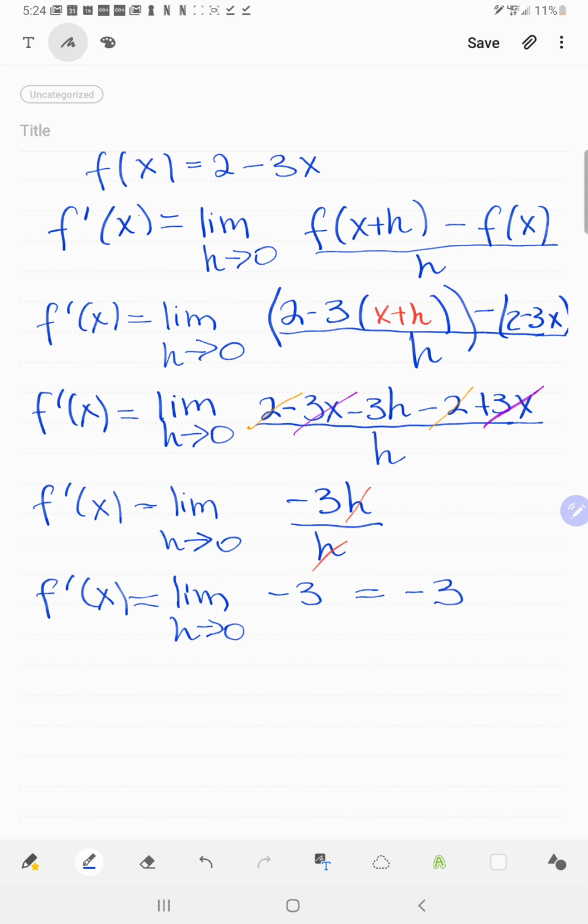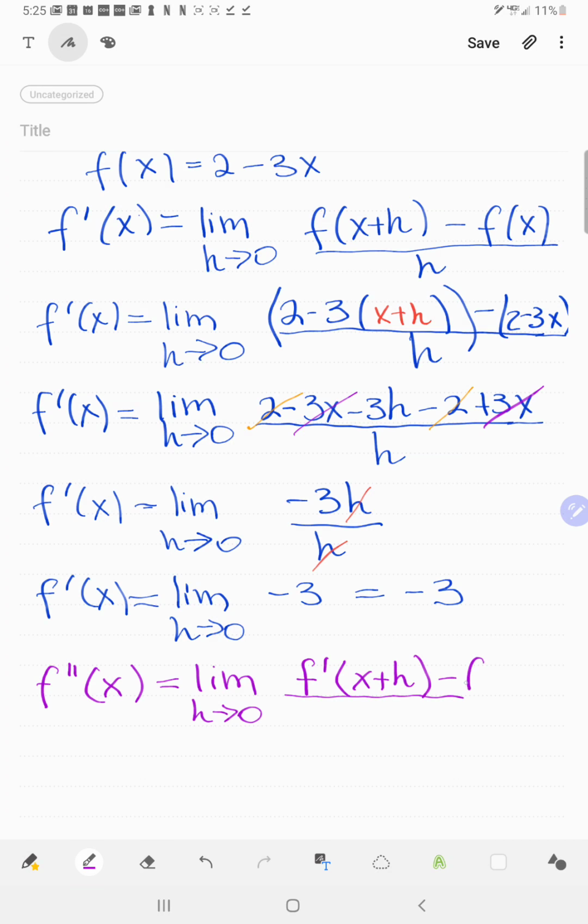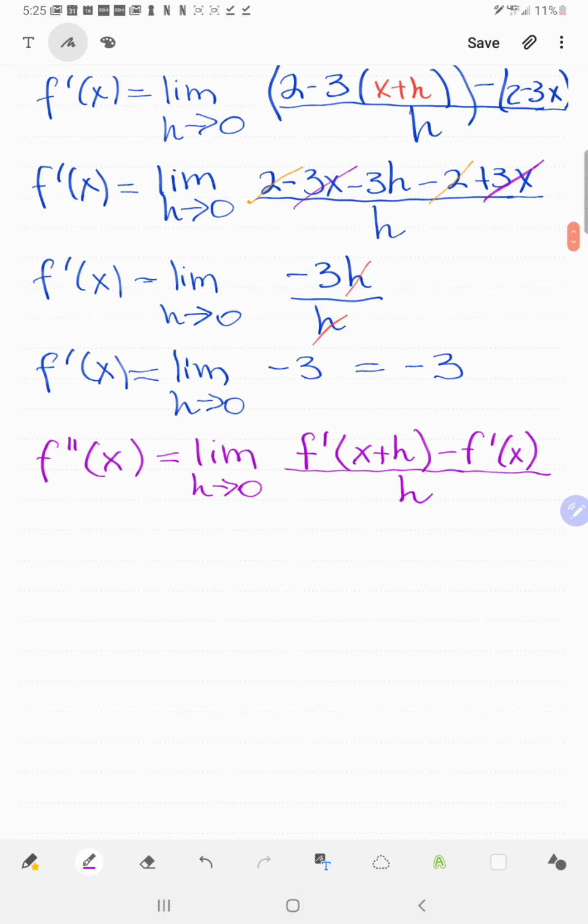and now to find the second derivative, we're just taking the derivative of the first. So I'll just change the color for that, and we'll have again the same rule. So that would be the limit as h approaches 0. Now we are taking f prime of x plus h minus f prime of x divided by h, and we can just substitute.